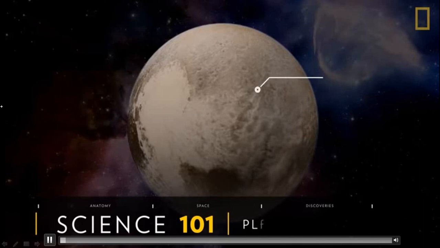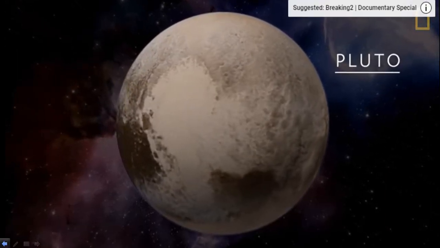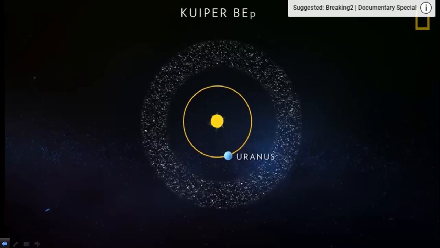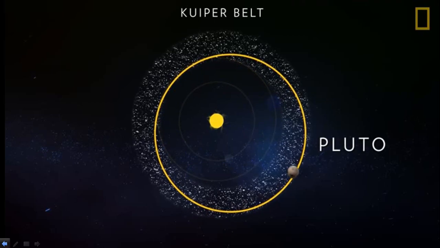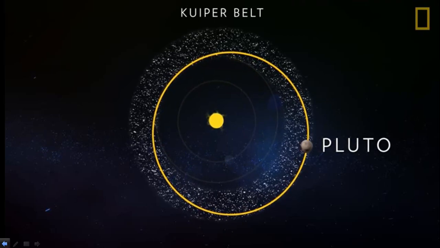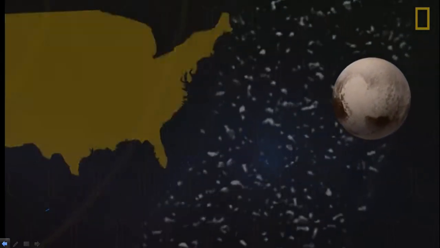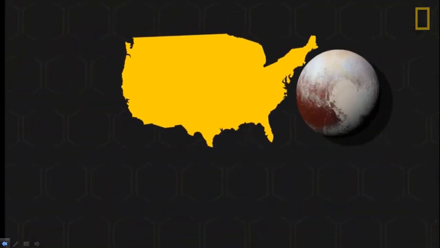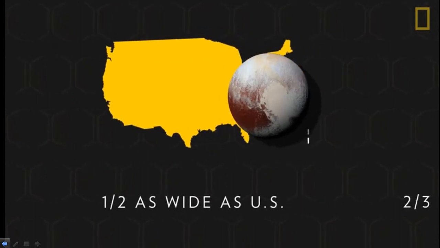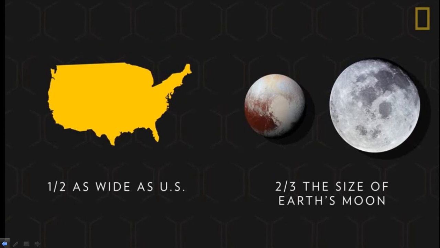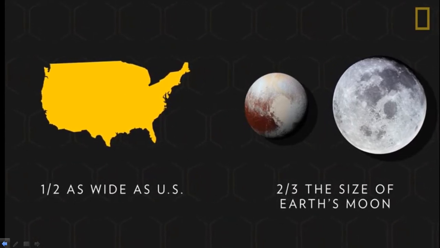At the edge of the solar system, Pluto pushes the boundaries of our understanding of the universe. Nestled within the far-flung Kuiper Belt, the dwarf planet is believed to be one of countless celestial objects left over from the formation of the solar system. While it is one of the Kuiper Belt's largest bodies, Pluto is only half as wide as the contiguous United States and about 2/3 the size of Earth's moon, making it easily dwarfed by the solar system's 8 true planets.